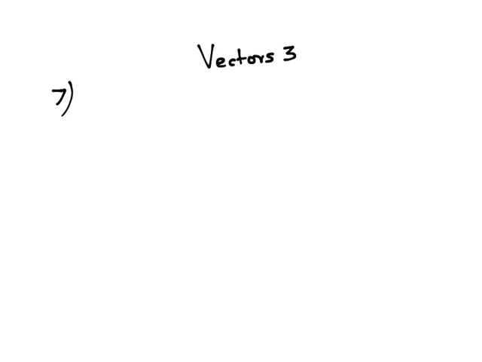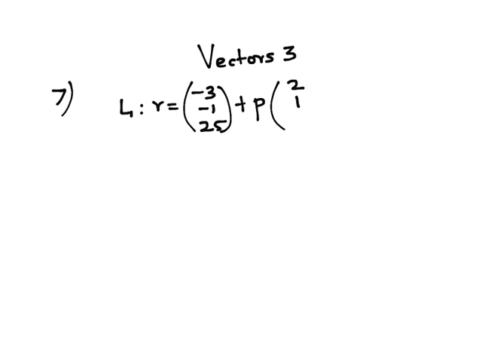The line L1 is represented by the vector equation R equal to -3, -1, 25 plus P times 2, 1 and -8. Now our second line L2 is parallel to L1 and passes through the point B -8, -5 and 25. So there is a point B with coordinates -8, -5 and 25.